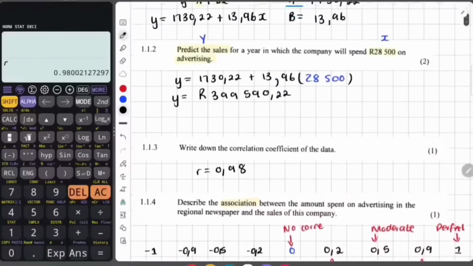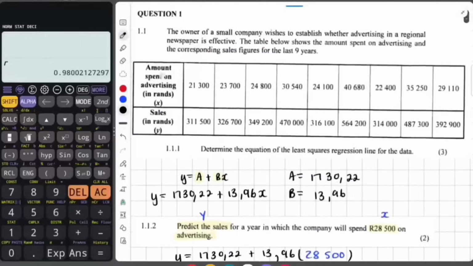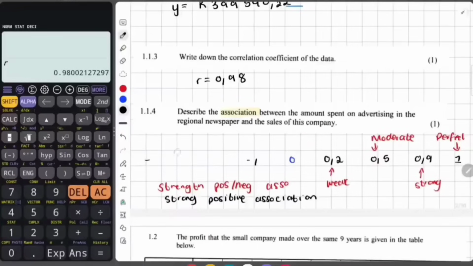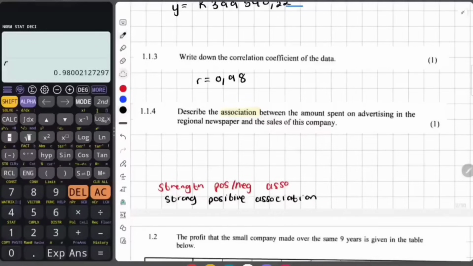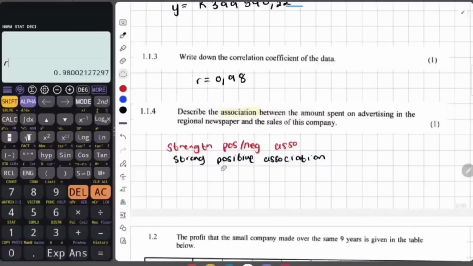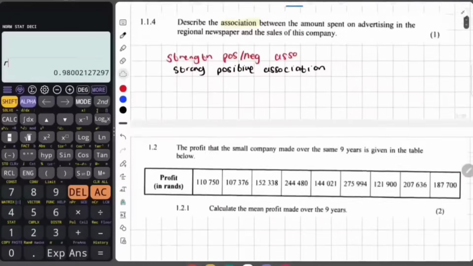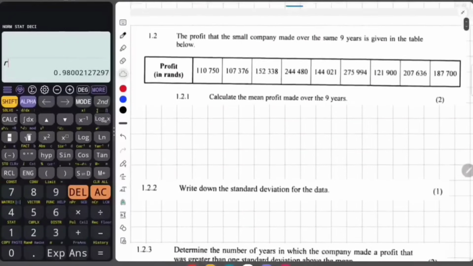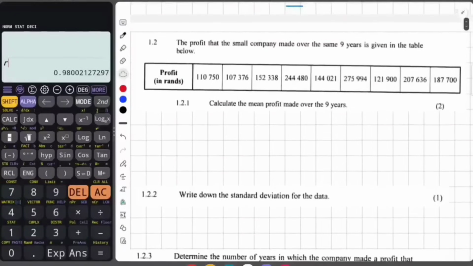So it means that really in this information, the amount that they keep spending on advertising is actually affecting the sales. Okay, so you wouldn't really need to put any of this down. I just put that there just so that we can write that down. Okay, so you would just really need to say this part written in black, that's all. Okay, so that's your answer there. Then the next question, we move on to 1.2 and we have been given a new set of data. So we won't need this anymore.